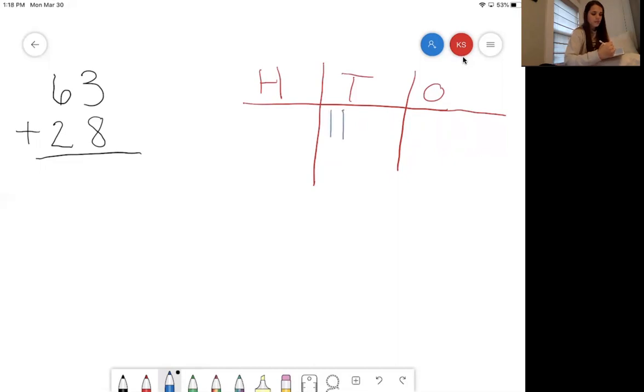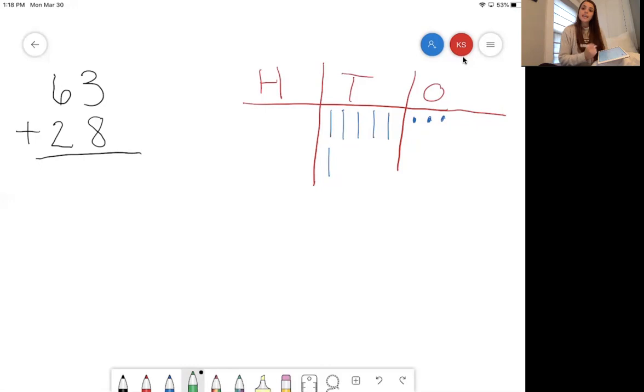1, 2, 3, 4, 5, 6. Now I'm going to ask myself, how many ones do I have in the number 63? Right, I have 3 ones in 63, so I'm going to draw 3 ones. 1, 2, 3. 6 tens and 3 ones equals 63. Moving right along to my next number.